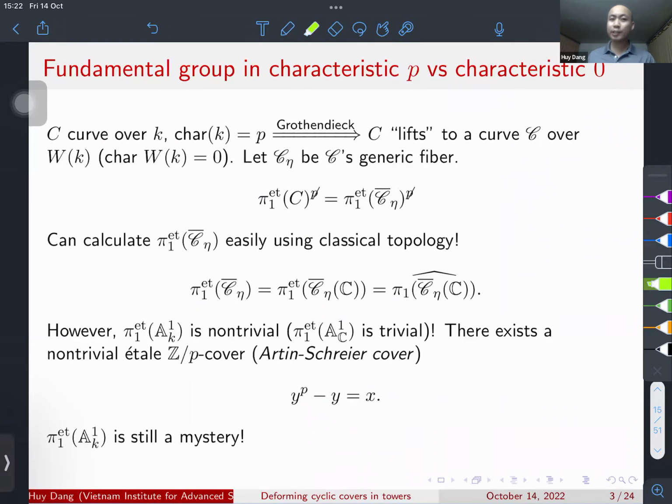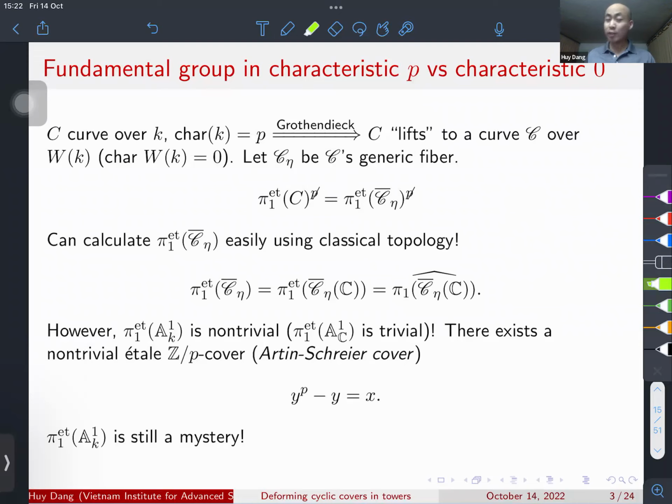In fact, until now, we still don't know what the étale fundamental group of the affine line over K is. It's still a mystery, because to understand it, we have to understand a lot about number theory.